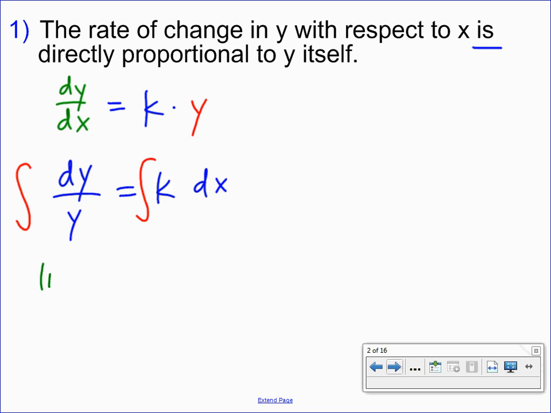We get ln of absolute value of y, close bars, plus c. On the right-hand side, we'll find an antiderivative for the constant with respect to x. What's an antiderivative for 2 with respect to x? Well, 2x. What's an antiderivative for negative 7/3 with respect to x? Negative 7/3 x. What's an antiderivative for k with respect to x? James? kx, maybe. So kx plus c would be an antiderivative of the right-hand side. Nice job.